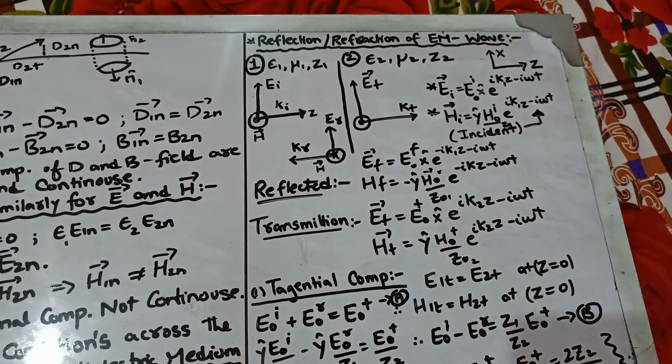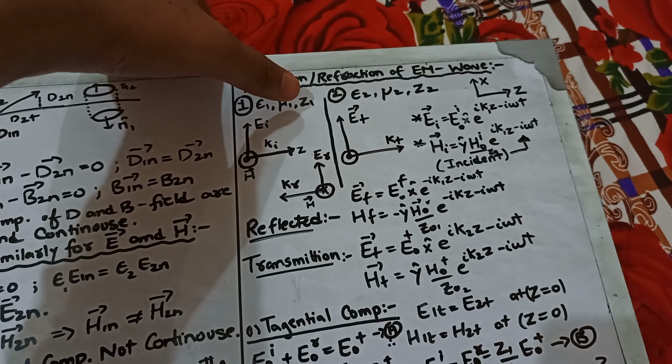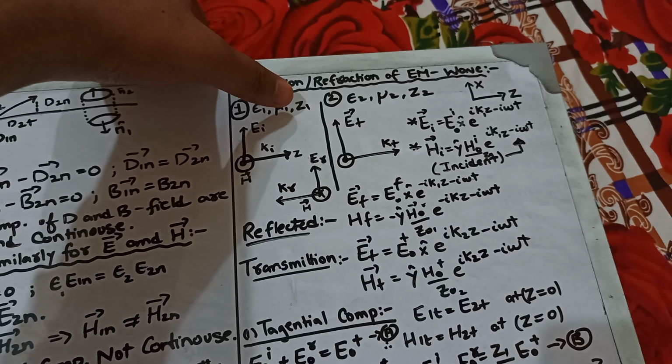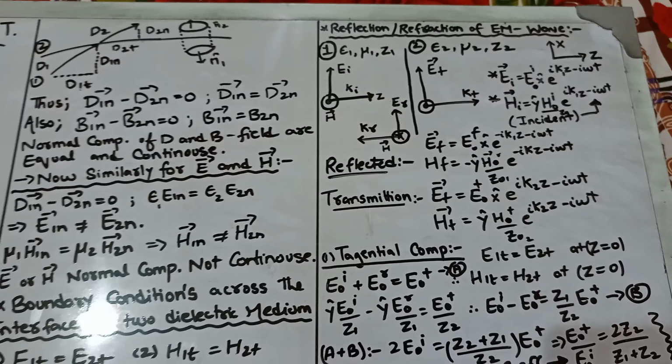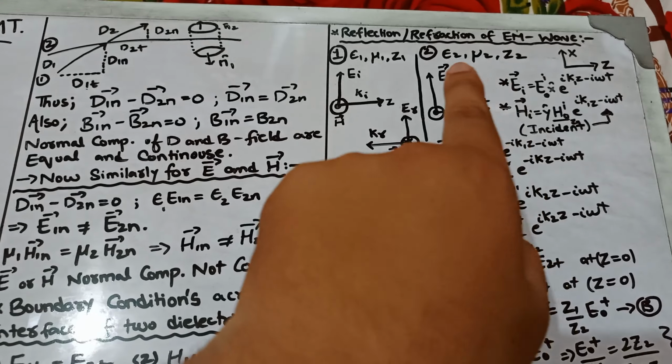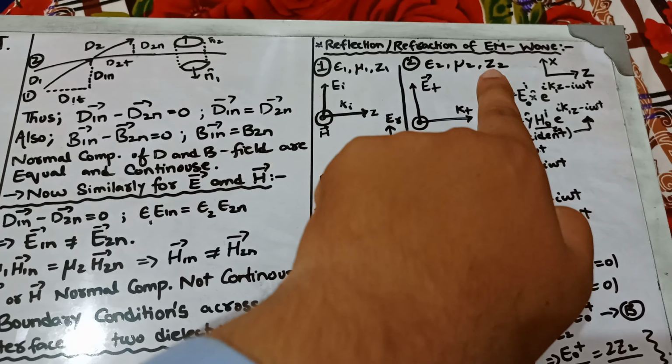In medium 1, it has epsilon 1, mu 1, and Z1. Z1 is not a coordinate; this capital Z is basically the impedance. While in the case of the second medium, it is epsilon 2, mu 2, and Z2.